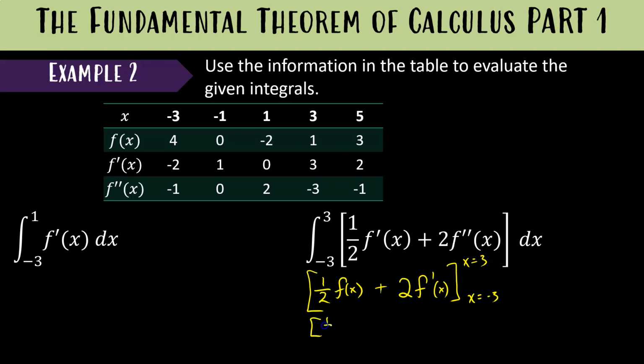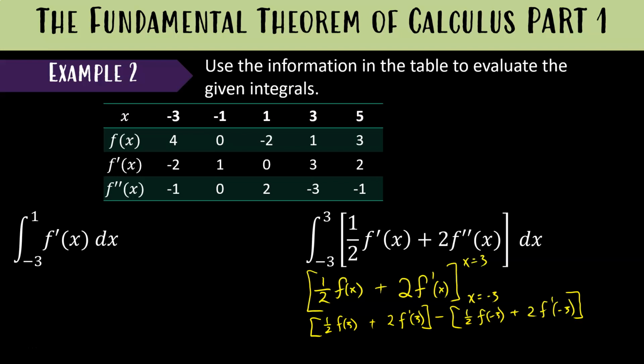So 1/2 f of 3 plus 2f prime of 3 minus 1/2 f of -3 plus 2f prime of negative 3. If you're thinking you can skip this line of work and you're going to take College Board's AP test, you're wrong. They're expecting you to show what you're substituting for. Once you write this line, you can do everything else in your head if you want. I don't think that's probably a wise idea, but, you know, who knows.